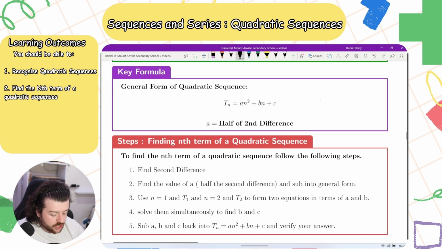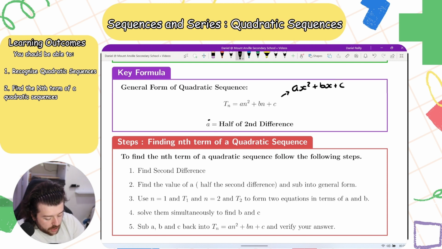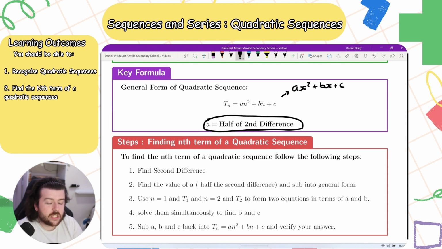So the general form of a quadratic sequence is Tn equals an squared plus bn plus c. This looks like our general quadratic form, ax squared plus bx plus c. What's really important to note is, for a quadratic sequence, a, the coefficient of n squared, is going to be half my second difference. Always half my second difference.